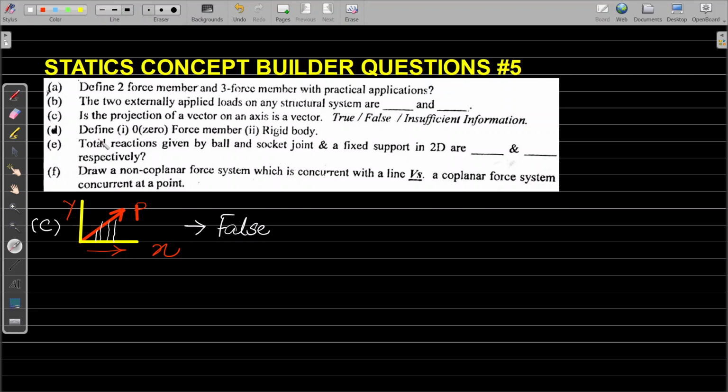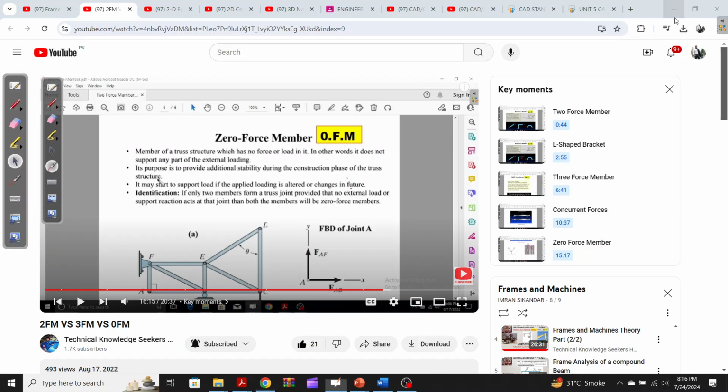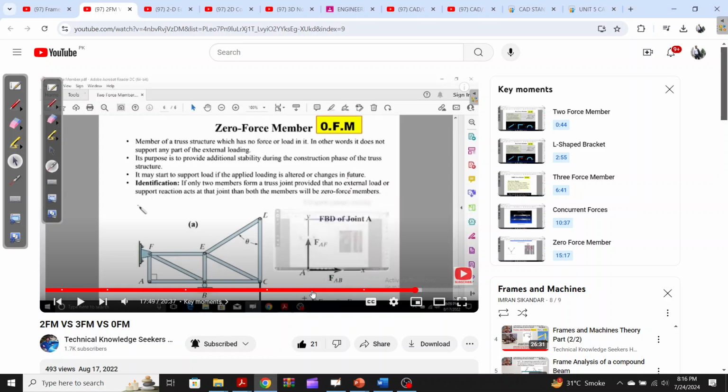Then again, look at this problem coming over here: define a zero force member and a rigid body. If you want to understand what a zero force member is, just go through this video. It fully explains what a zero force member is, and it also tells you a practical example. It shows each and every explanation of how a zero force member is searched for in an array of trusses, and there is a technique being shown over here. If you look at it, this is the technique of identifying a zero force member.